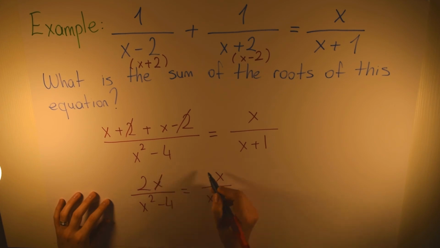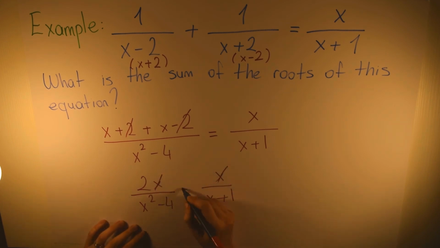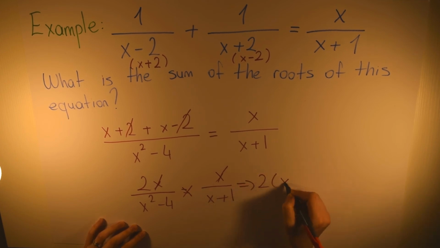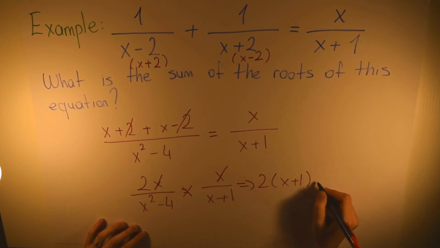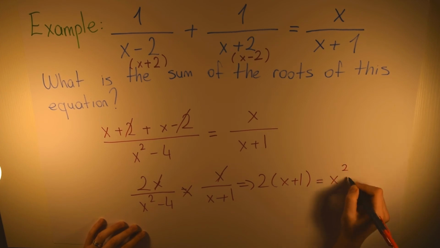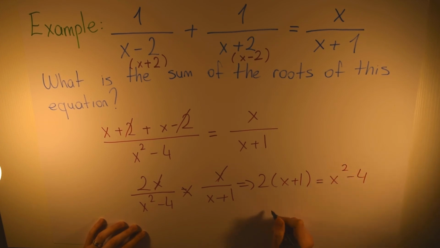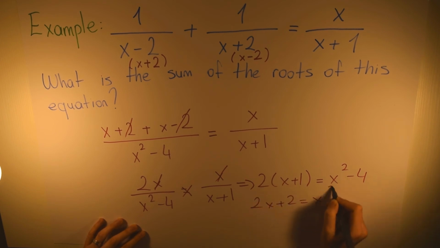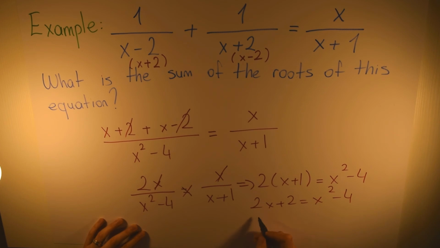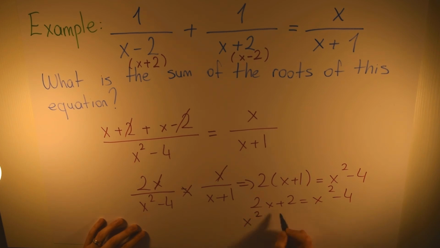So these x, I cancel them out, and I do cross multiplication here. So from here I will get 2 times x plus 1, which is equal to x squared minus 4. Okay, so from here this is 2x plus 2, which is equal to x squared minus 4.